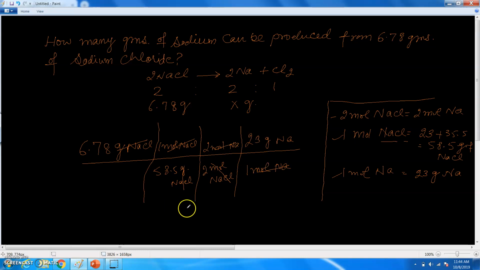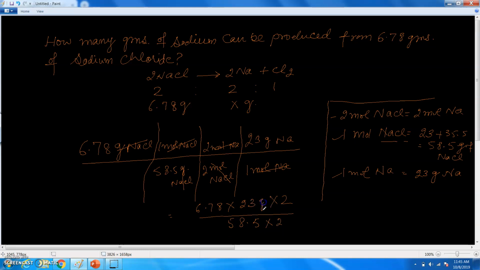What is left? We are left with 6.78 multiplied by 23 grams. One more thing, 2 is left over here, 2 divided by 58.5 into 2. So 6.78 multiplied by 23 into 2 divided by 58.5.